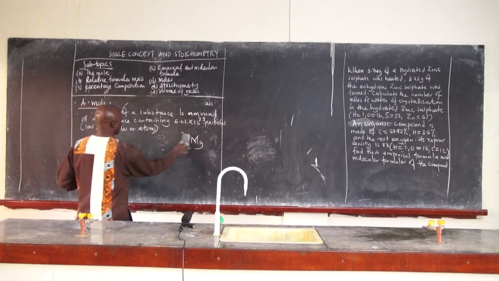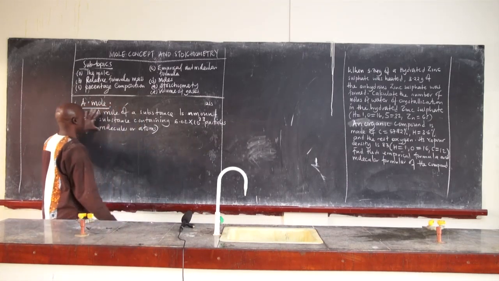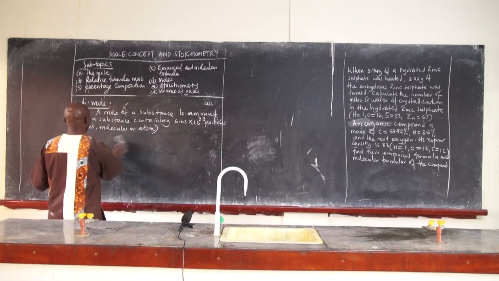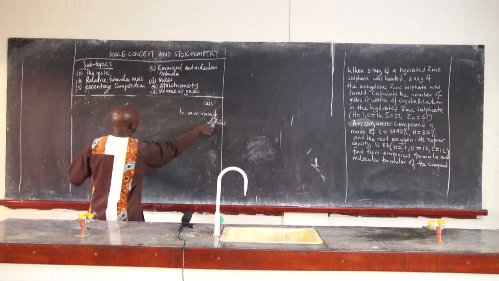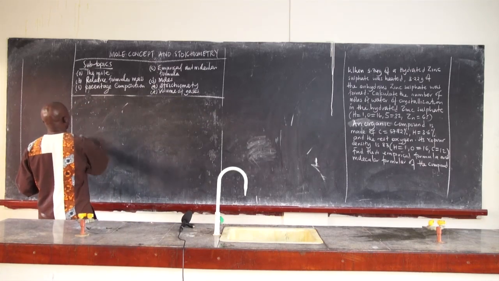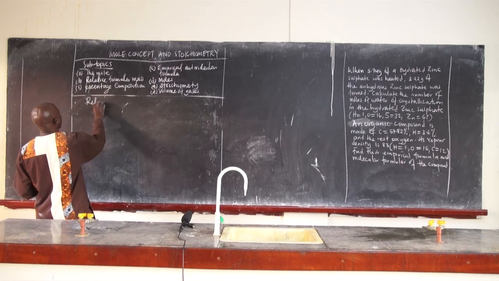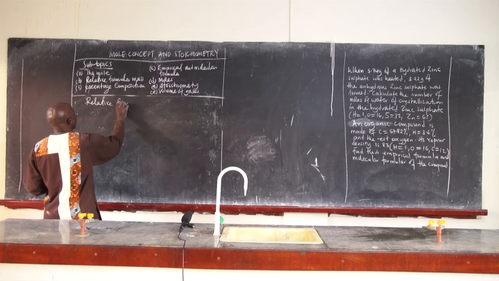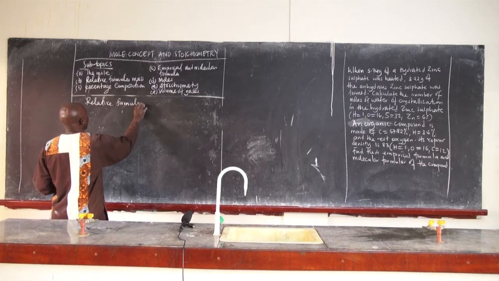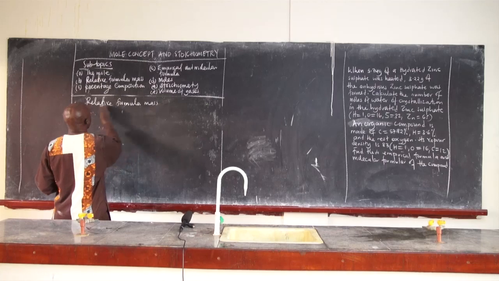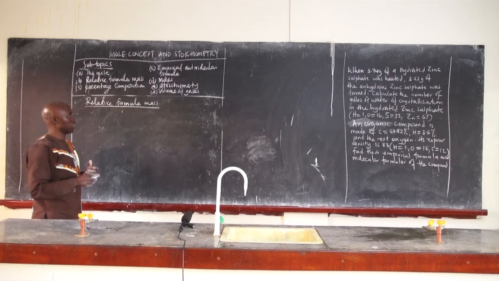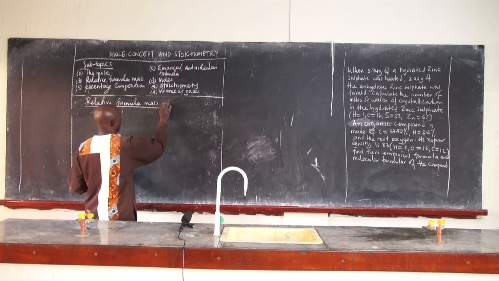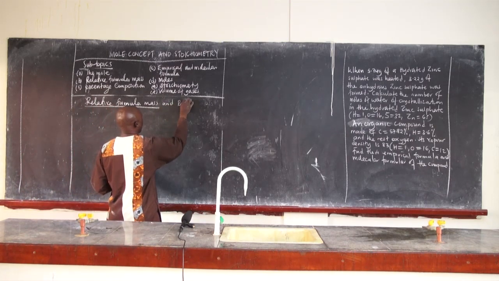Now we are going to exhaust this part of a mole in the next few minutes, but let's move on to what we are calling the relative formula mass. This area is quite big, so I'm moving a bit swiftly. Now, to understand relative formula mass, we need to first also understand what we call relative atomic mass.